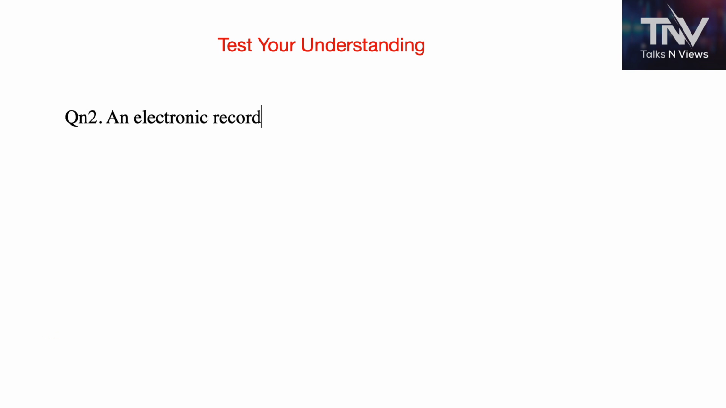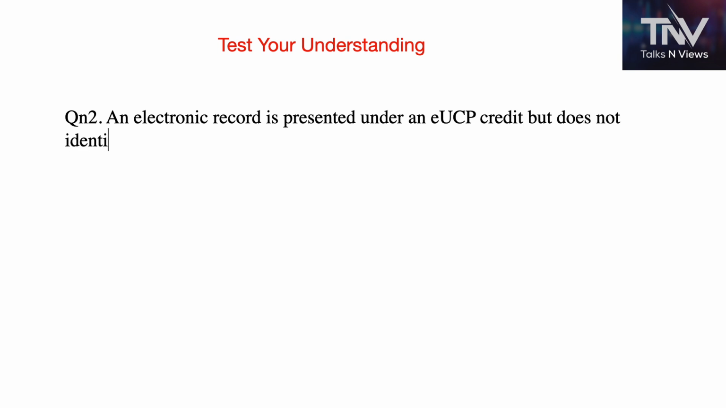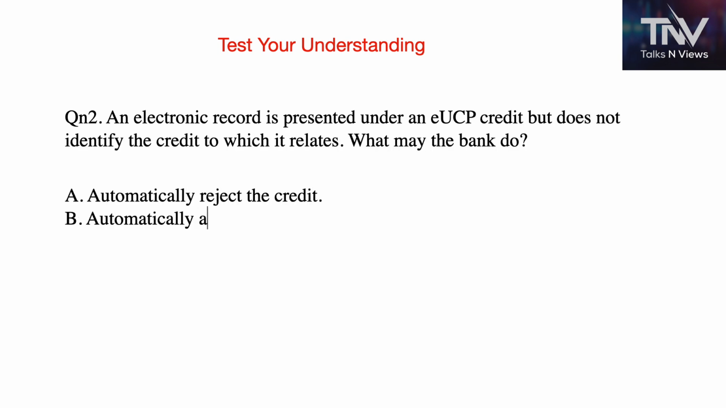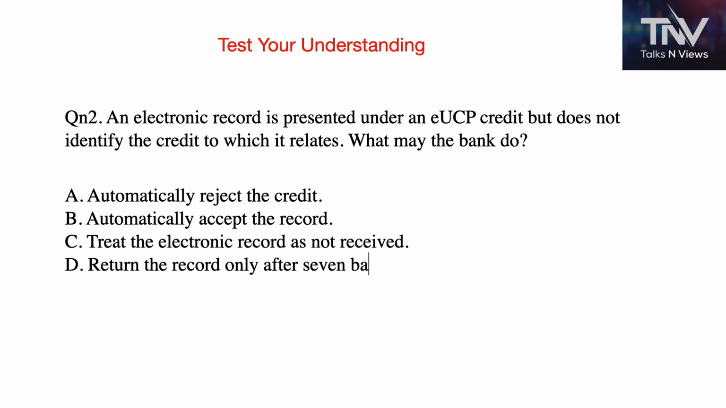Question 2. An electronic record is presented under an eUCP credit but does not identify the credit to which it relates. What may the bank do? A. Automatically reject the credit. B. Automatically accept the record. C. Treat the electronic record as not received. D. Return the record only after 7 banking days. Answer: C.